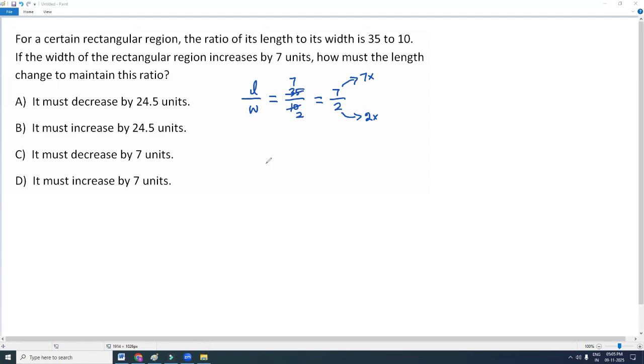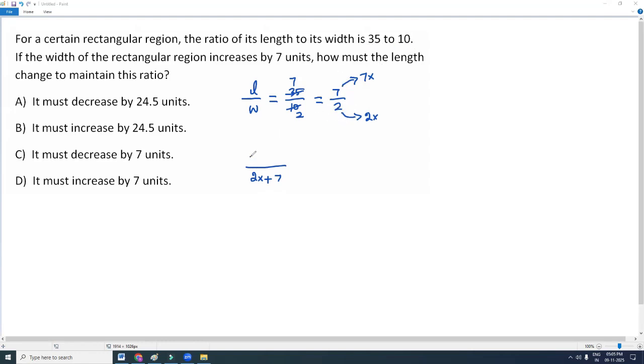Now, according to the given information, the width of the rectangle has to be increased by 7 units. That is, the width of the rectangle is 2x. This 2x has to be increased by 7 units. Then, how do we have to change the length? That is, how do we have to change the 7x so that the ratio of the length and width is maintained as 35 to 10 or 7 over 2.